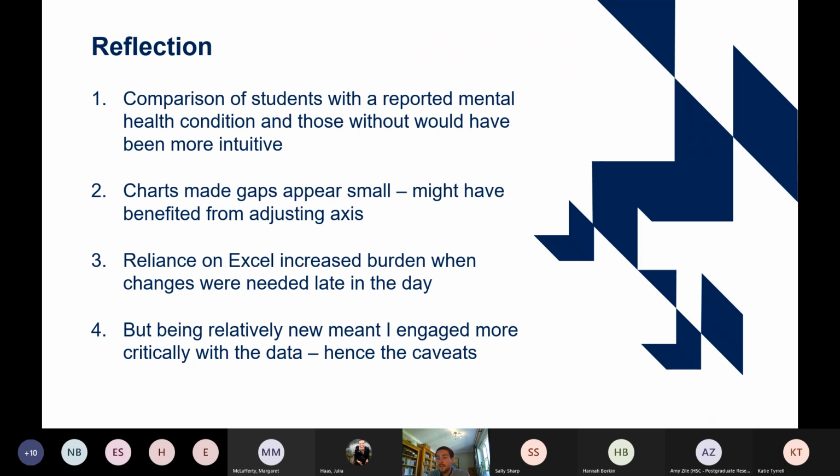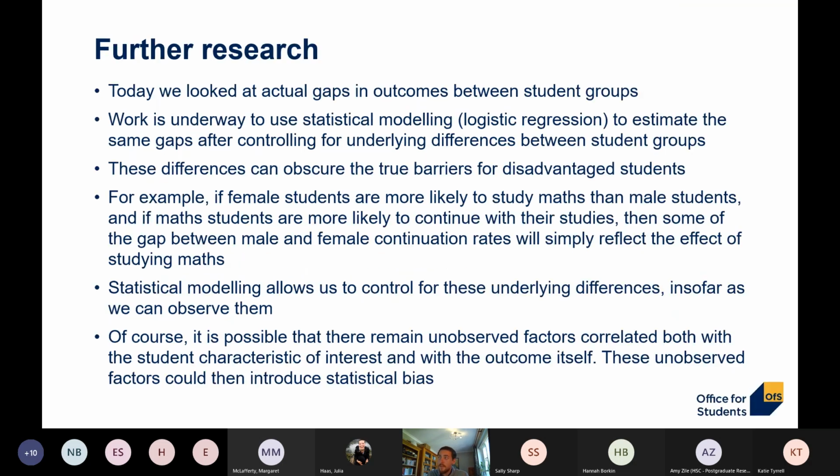And then finally, I think just one positive thing about it being my first project at the time was that I engaged quite critically with the data definitions, and you'll know I spent a lot of time on the caveats at the start of this presentation. If I weren't so new to it all at the time, I probably wouldn't have engaged so critically with it and interrogated exactly what the data was telling us and what it wasn't telling us. So that was possibly one positive thing.